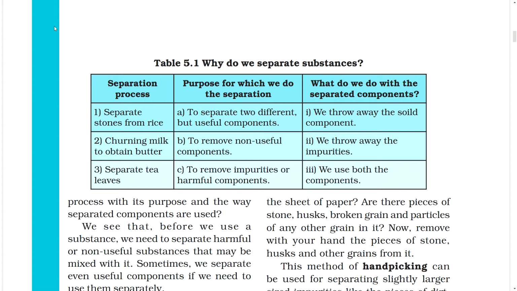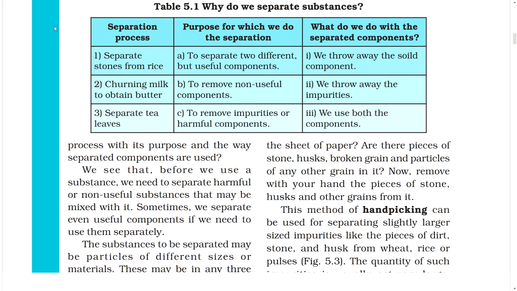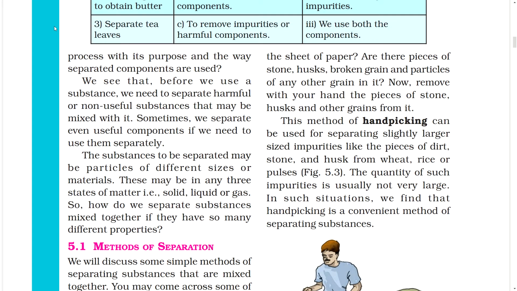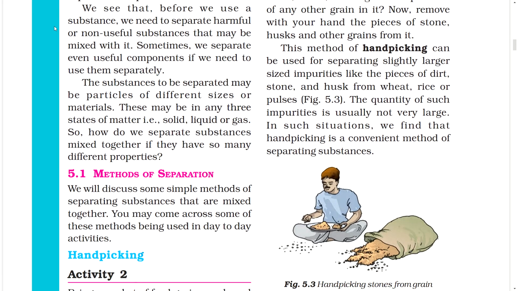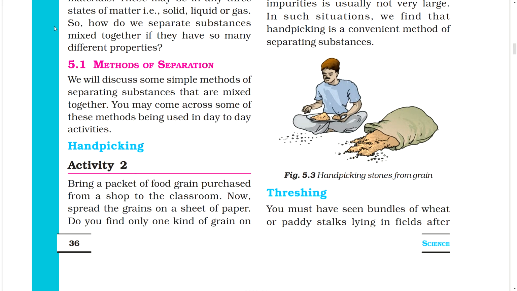This method of handpicking can be used for separating slightly larger sized impurities like pieces of dirt, stone and husks from wheat, rice or pulses. The quantity of such impurities is usually not very large. In such a situation, we find that handpicking is a convenient method of separating substances. Figure: Handpicking stones from grain.